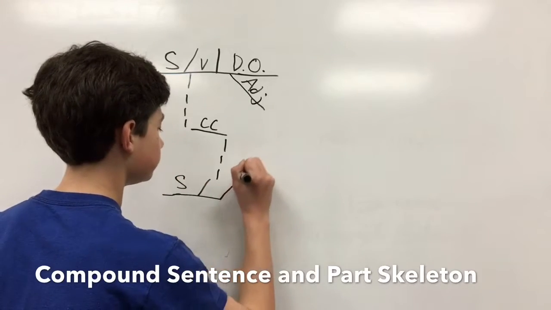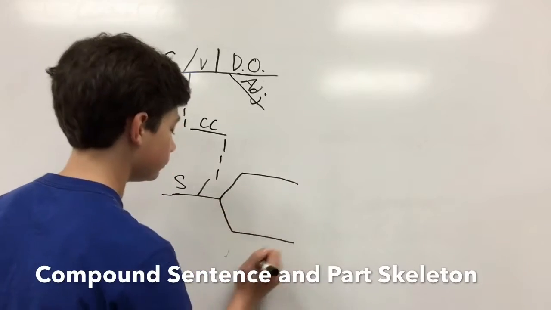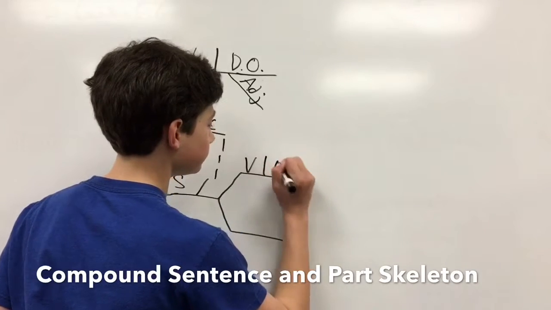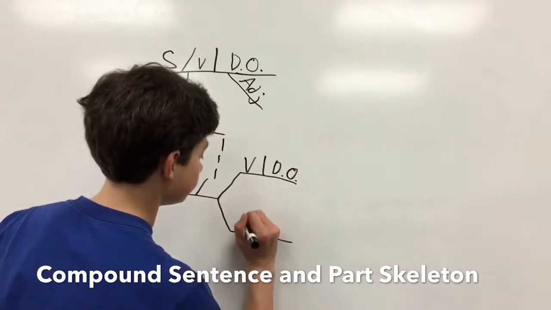Now in the middle of the price tag, draw a dotted line through it and put a coordinating conjunction. After this, we will put both of our direct objects after our verb.